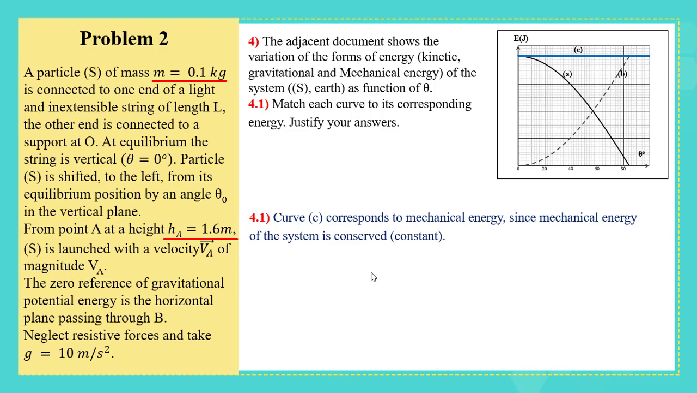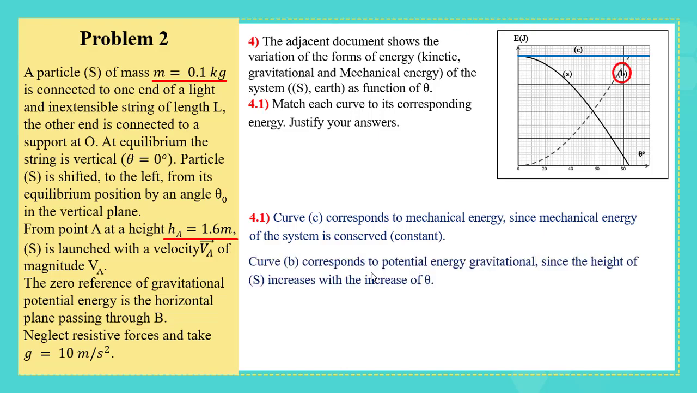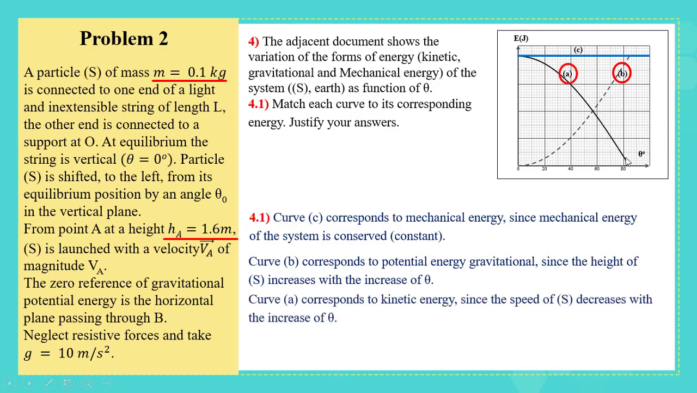Then its curve should be a straight line. It is constant at any time. So curve C corresponds to mechanical energy since the mechanical energy of the system is conserved, constant. Then B corresponds to gravitational potential energy, since the height of S increases with the increase of theta. We still have A, so it is the kinetic energy, but we should specify it. So we say A corresponds to kinetic energy since the speed of S decreases with the increase of theta. Remember that at maximum position, we have maximum angle, but we have 0 speed and 0 kinetic energy.